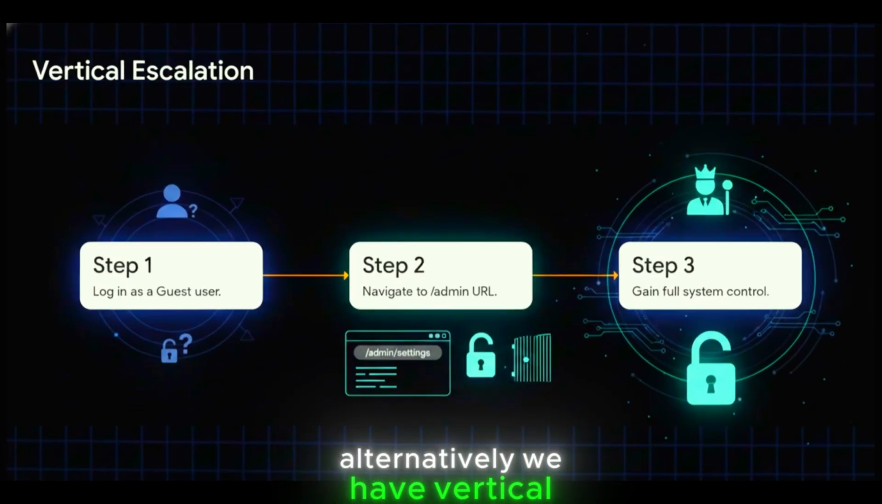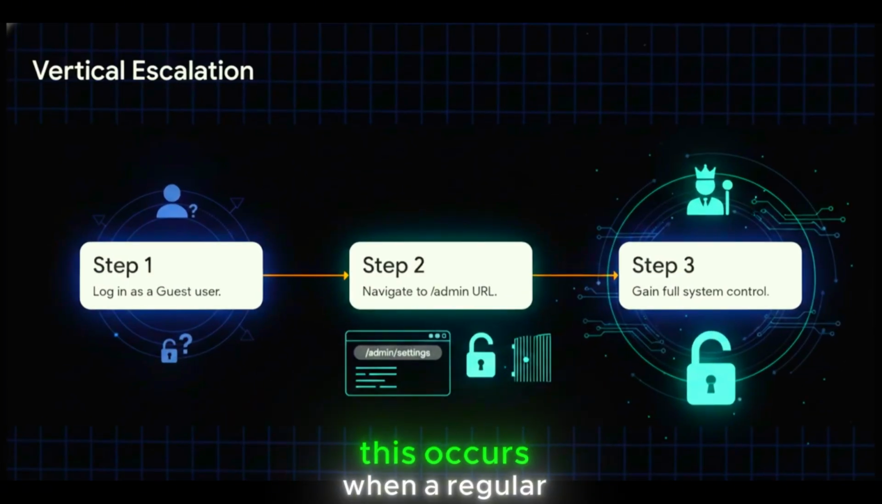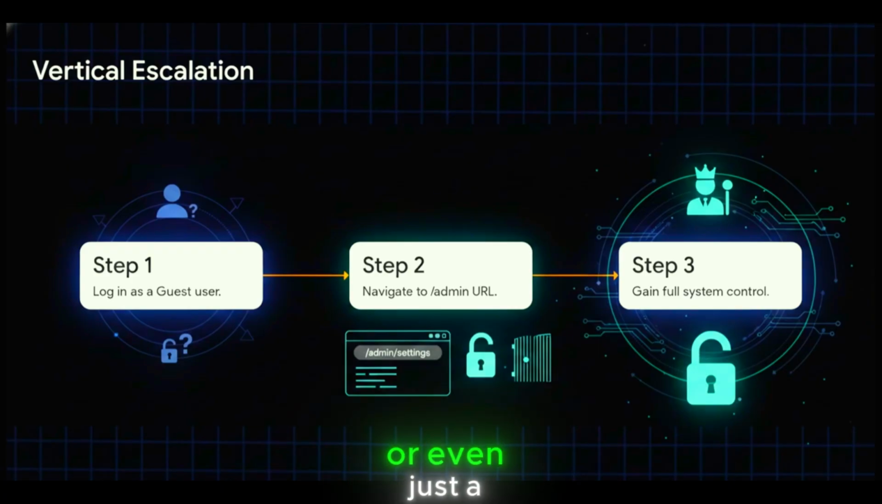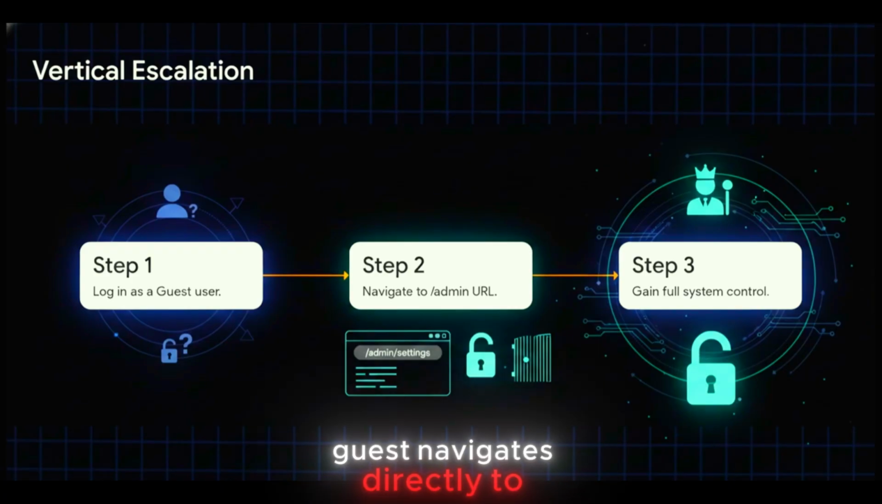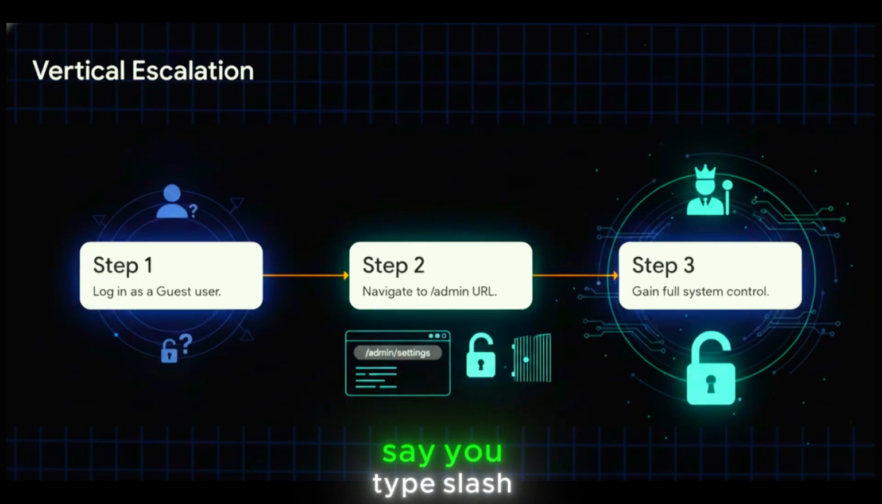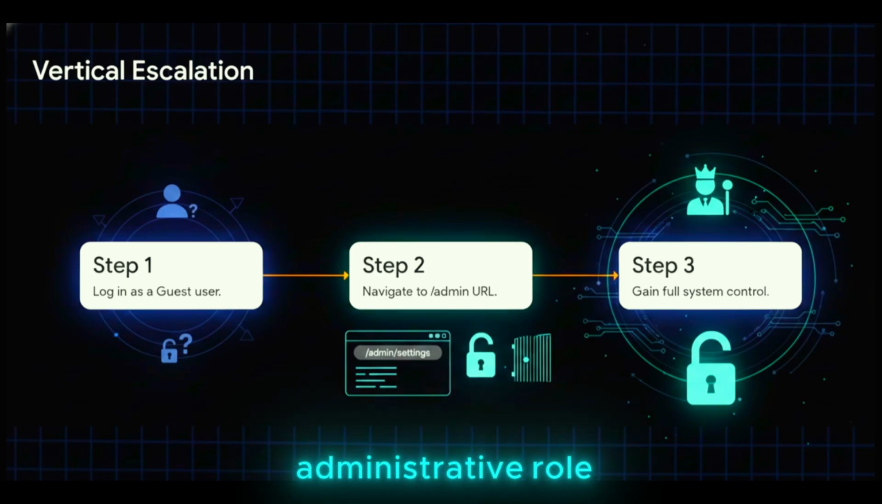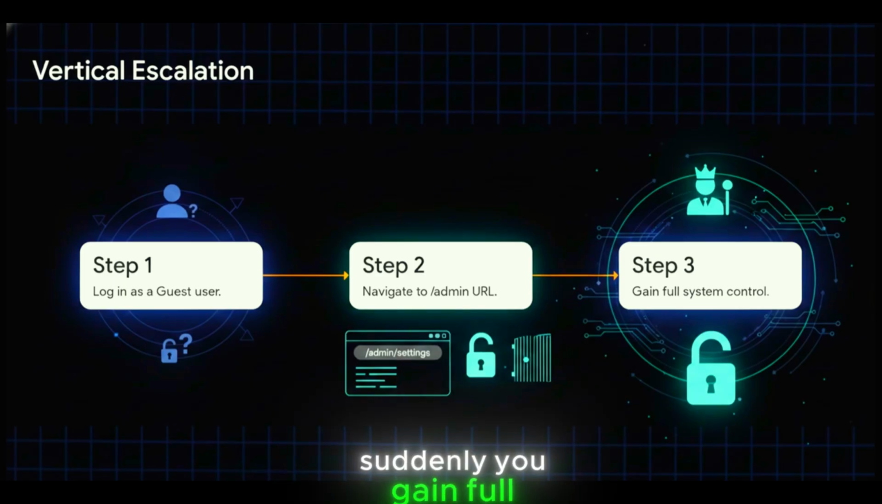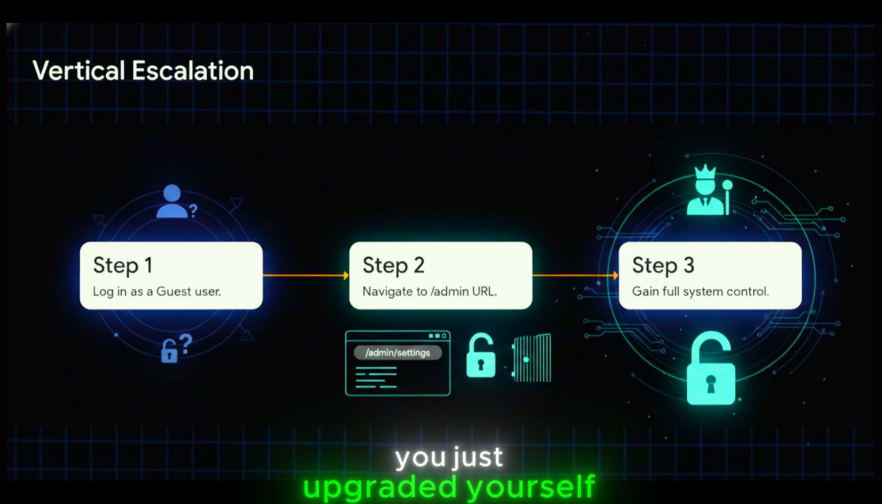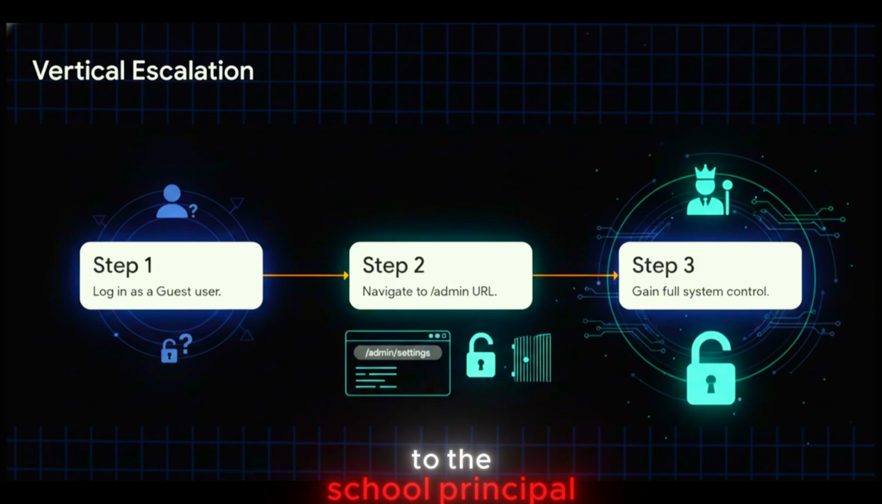Alternatively, we have vertical privilege escalation. This occurs when a regular everyday user, or even just a guest, navigates directly to a hidden admin URL. Say you type /admin/settings into your browser, and the server fails to verify that you actually hold an administrative role. Suddenly, you gain full system control. You just upgraded yourself from a regular student to the school principal.